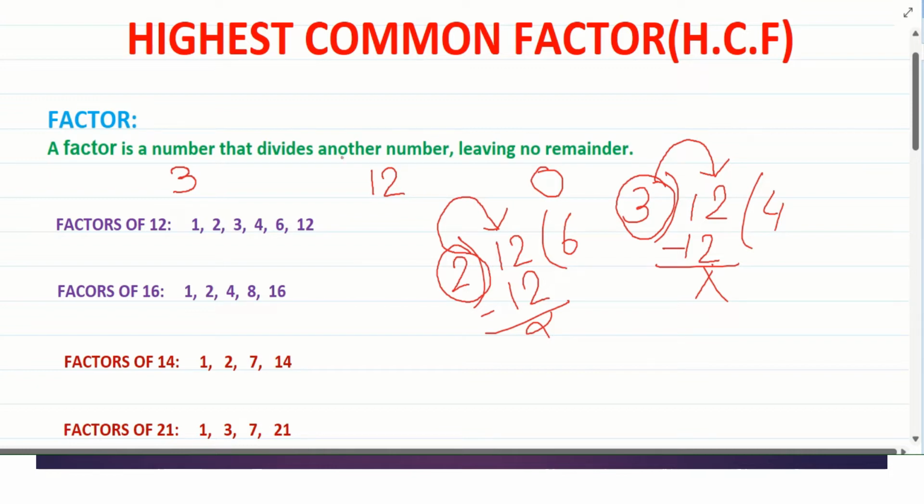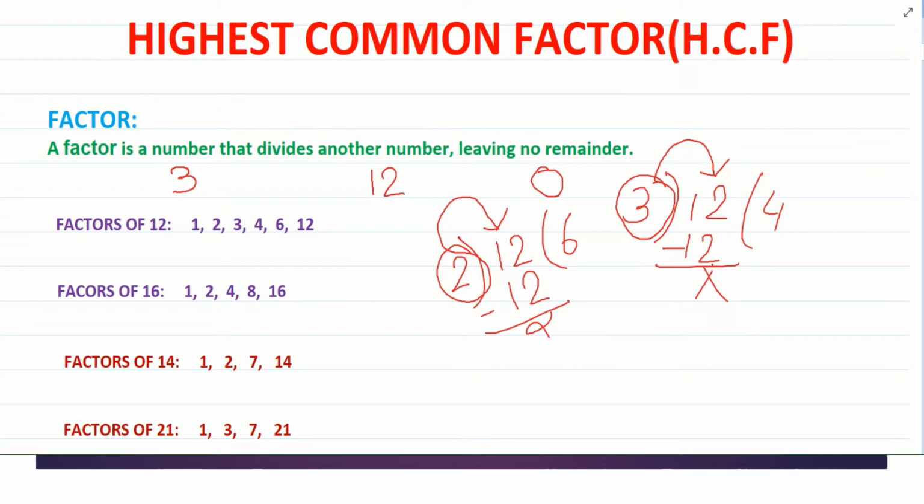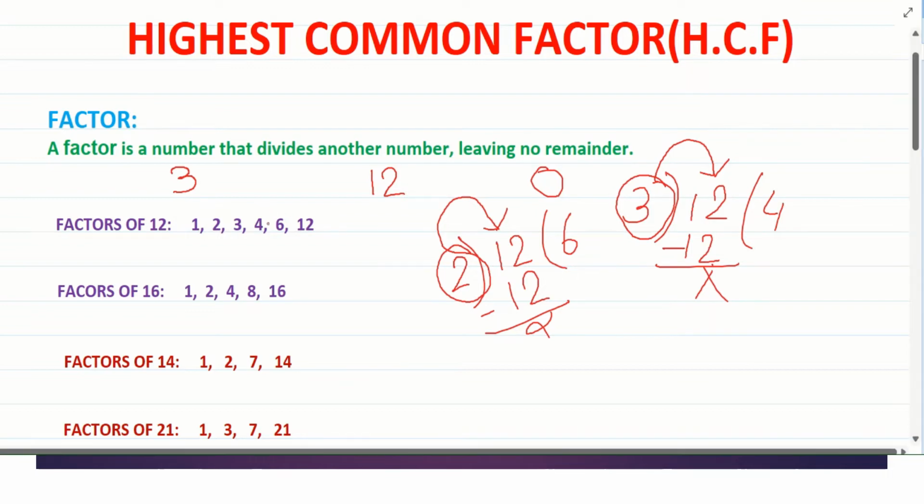Now let me make it more clear through some more examples. Let me take the same 12 as a number. So I mentioned here factors of 12. The factors of 12 are 1, 2, 3, 4, 6, 12. Why are they factors? Let's understand.